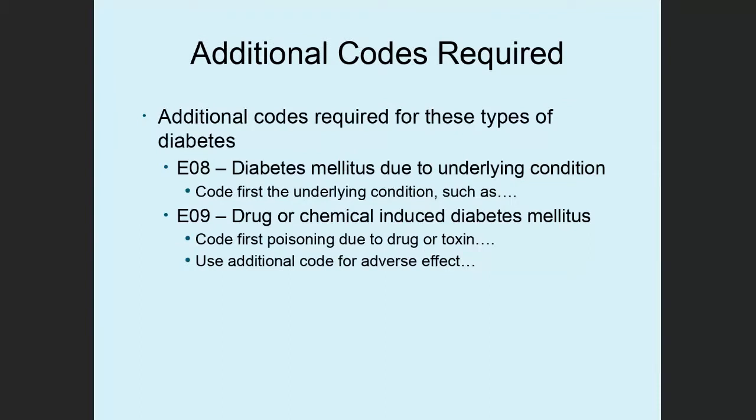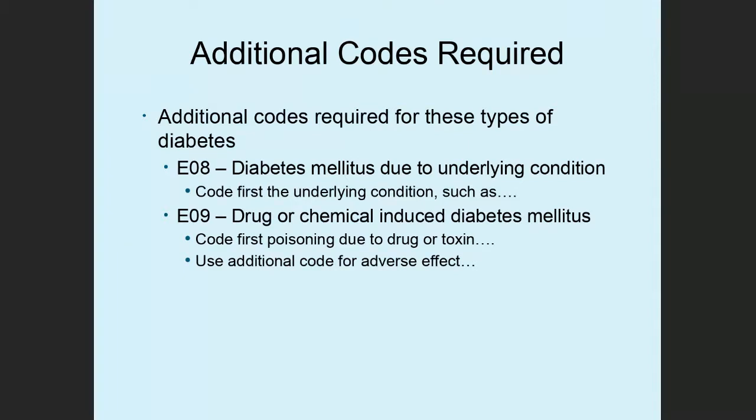Now those apply to all of the categories, but there are some special code notes under E08 and E09. E08 is diabetes mellitus due to underlying condition. And this one says code first the underlying condition. And that makes sense, okay? Diabetes mellitus due to underlying condition, well, what is the condition? So you do both of them. And note that the underlying condition is listed first and then the diabetes code.